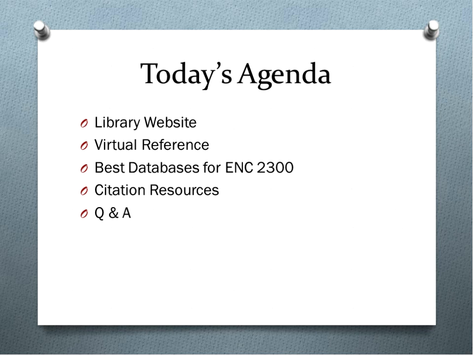Today we'll talk about a few things that'll help you for this class. I'm going to show you a little bit about the library website. It may be a refresher for some of you from other classes, but I'll point out the areas you need to go for important information that'll help you for this class. I'm going to tell you a little bit about our virtual reference service that we have to give you additional help. We'll go in and look at some of the best databases to use for ENC 2300. Then I'll show you where our citation resources are located, and then if you have any questions, we'll have some time for question and answers.